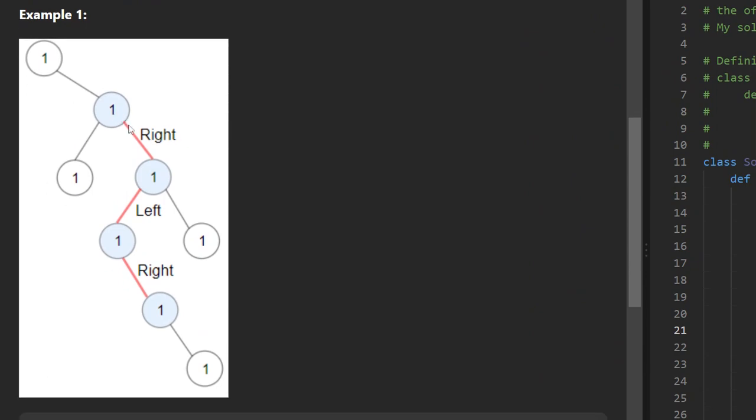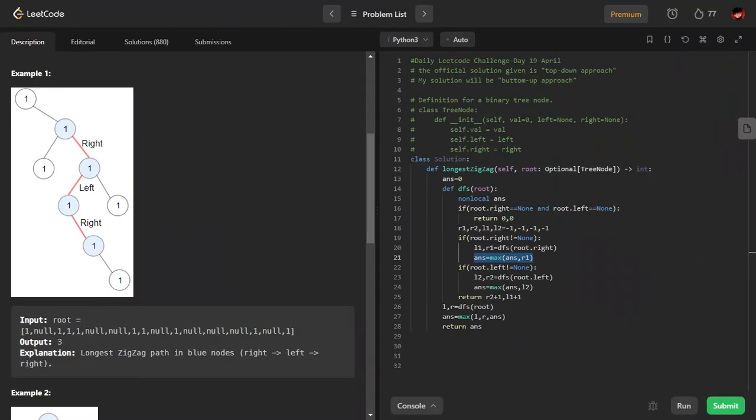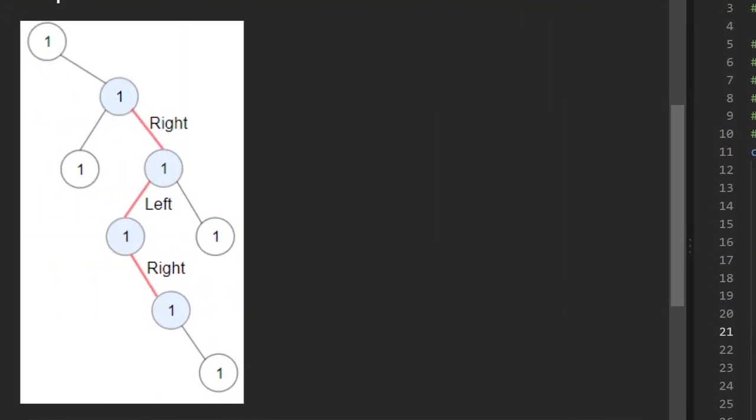I am at 1. I am considering my right child, self.right. And I have to now consider the path coming from its left only. I cannot consider the path coming from its right. But there is a possibility that the path coming from the right could have been the answer.